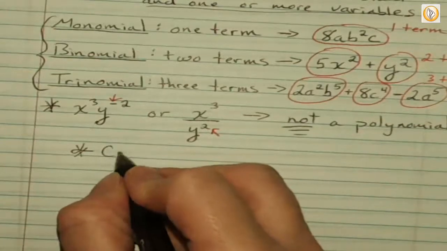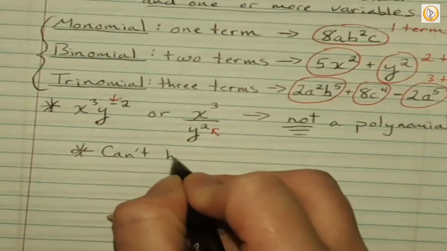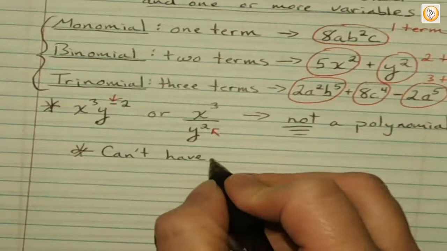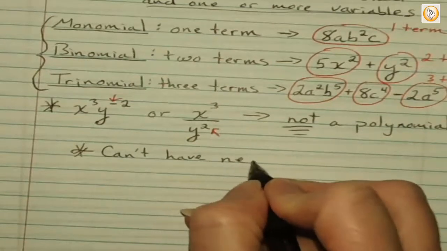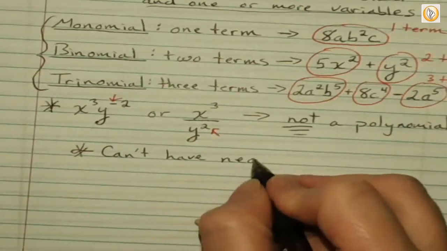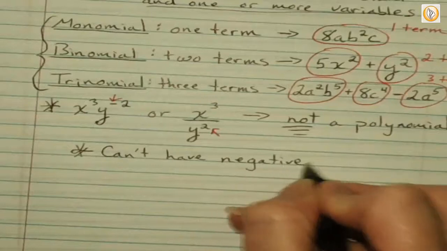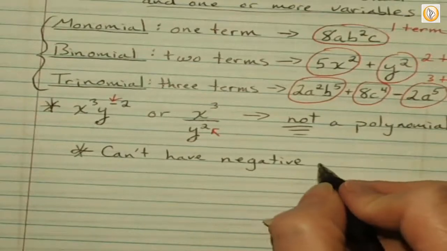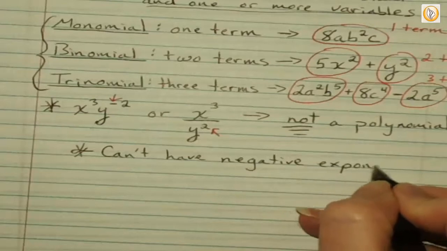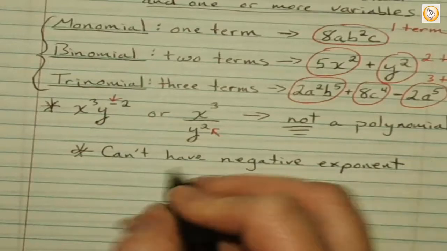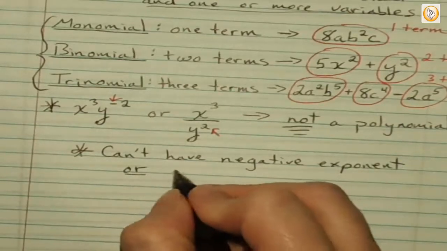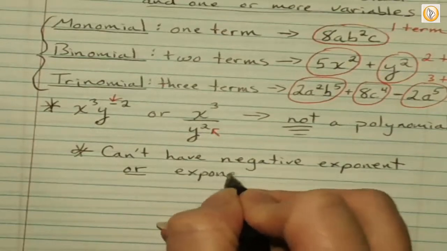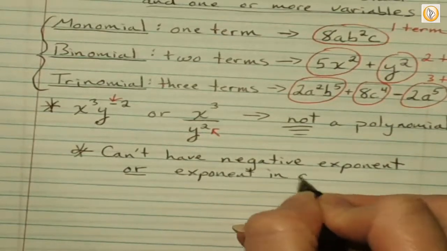Can't have, or any exponent, I think. Yeah, you can't have any negative exponent. I'm writing my notes down right now. Or an exponent in denominator.